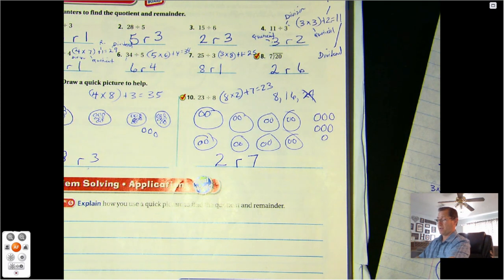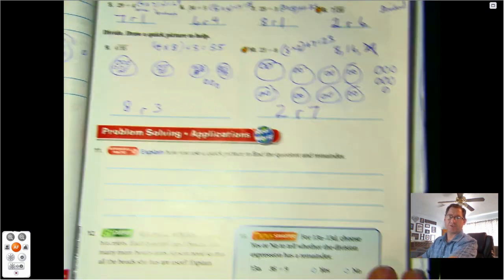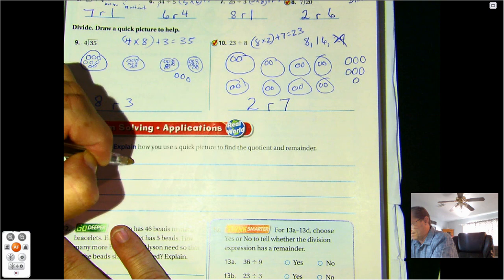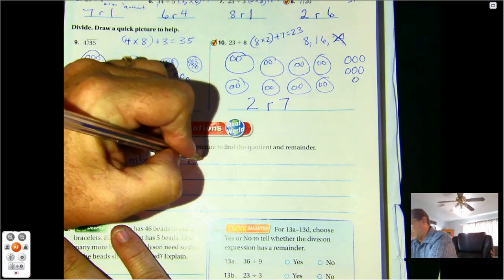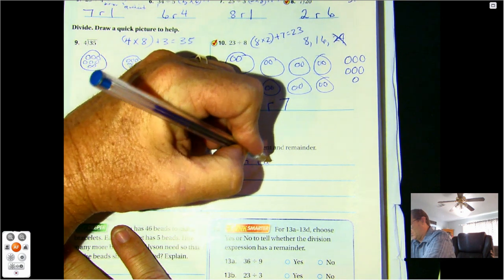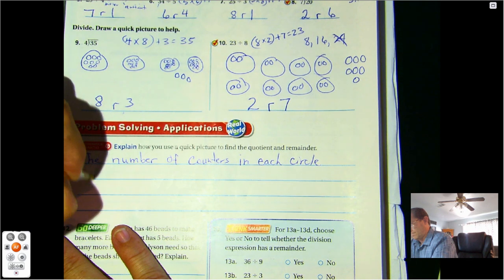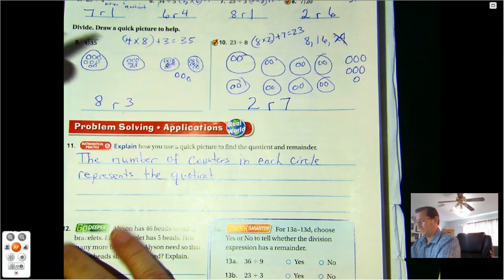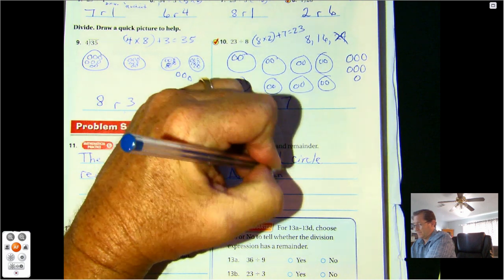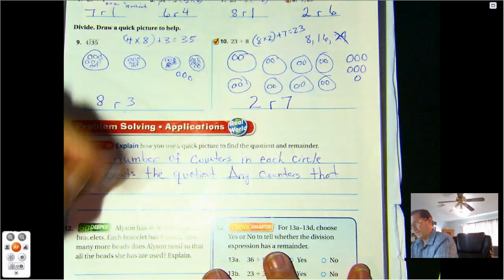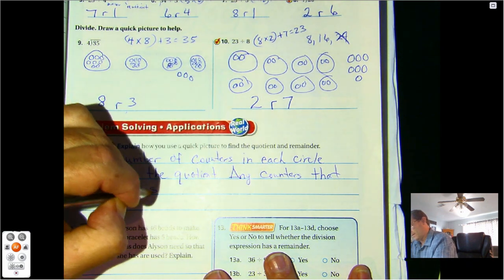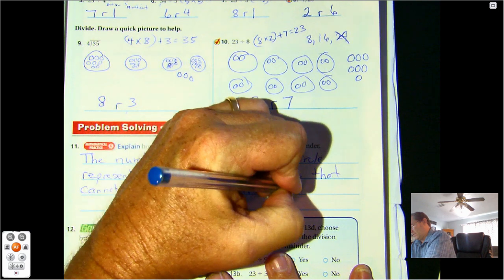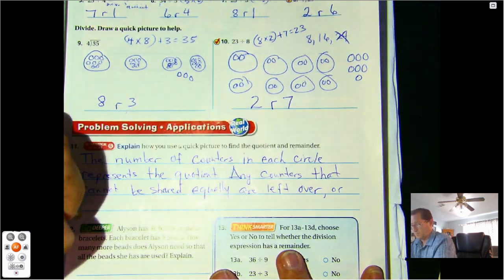Number 11. Explain how you use a picture to find the quotient and remainder. Okay, so the number of counters in each circle represents the quotient. Any counters that cannot be shared equally are left over, or are the remainders.